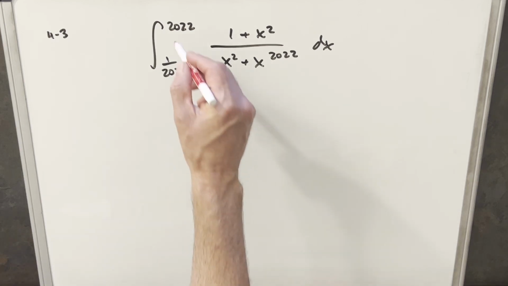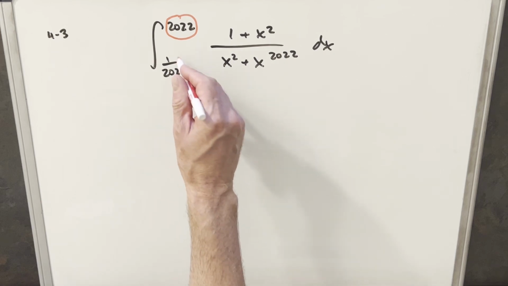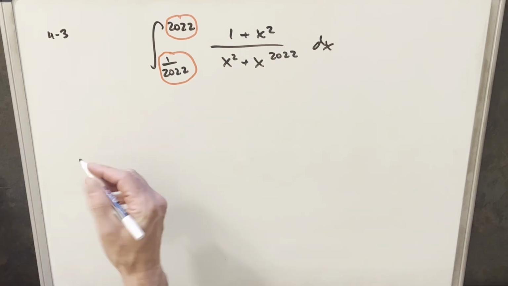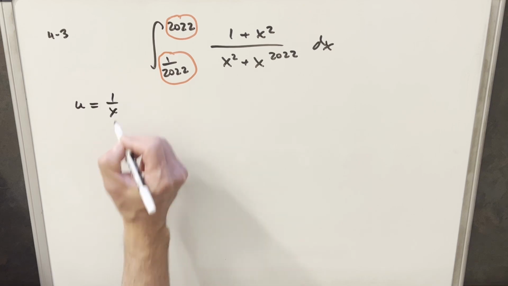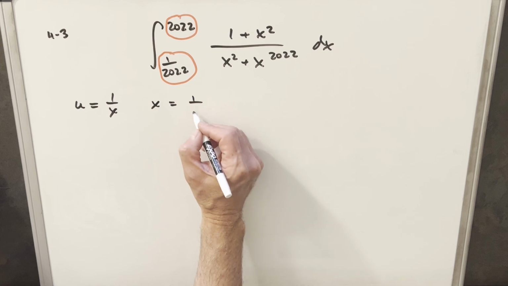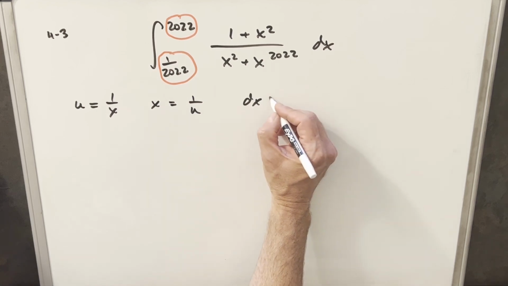But what I want to notice instead is just these bounds that we have. The lower bound is the reciprocal of the upper bound, and that's going to make me think I could use a u substitution. And the kind of u substitution for this case that I like to do is something like u equals 1 over x. Then just solving for x, we'll notice that we have x equals 1 over u, and we can take a derivative here to get our dx value.